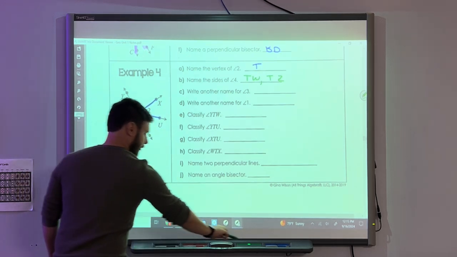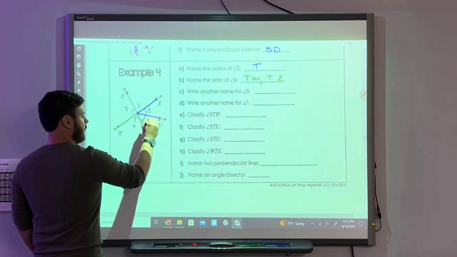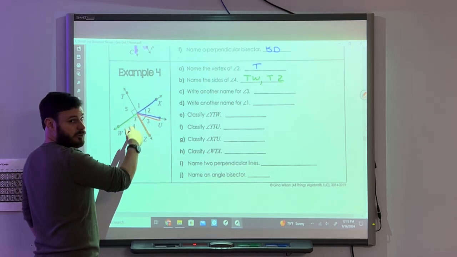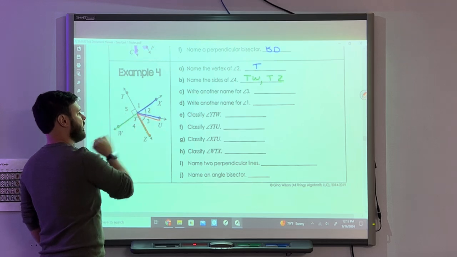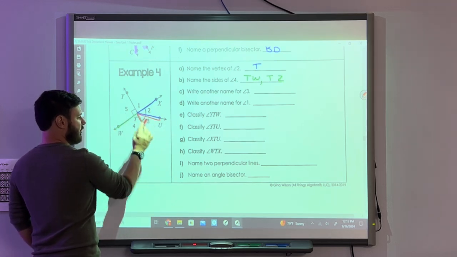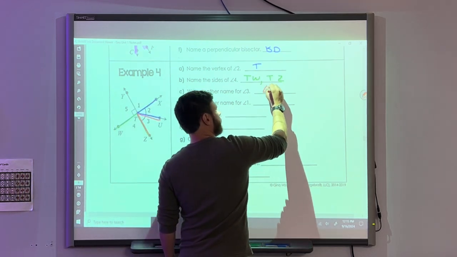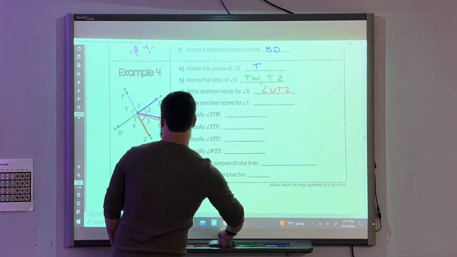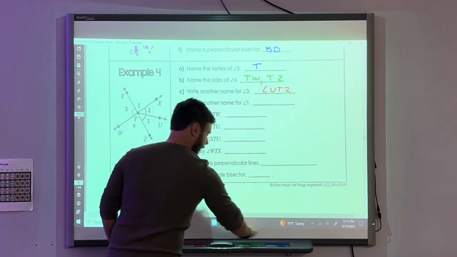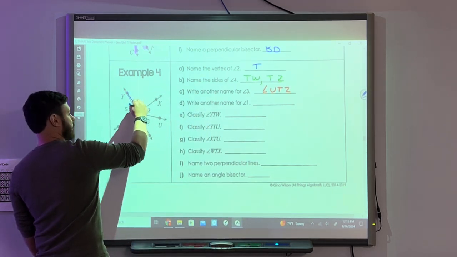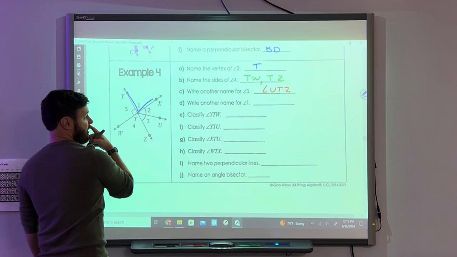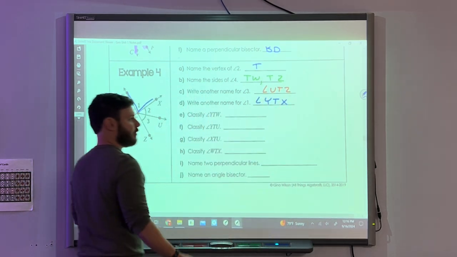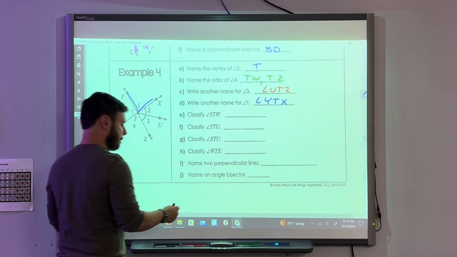Another name for angle 3. Okay. Now, this is another time I can't just say T is the vertex, it's angle T, because there's so many T's. Let's go with UTT. Okay. Another name for angle 1. YTX. Angle YTX. You can do XTY, doesn't matter.